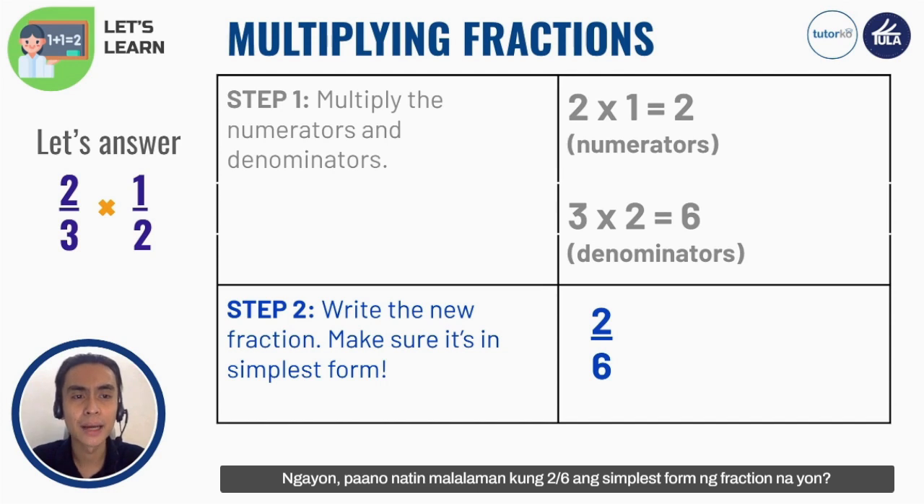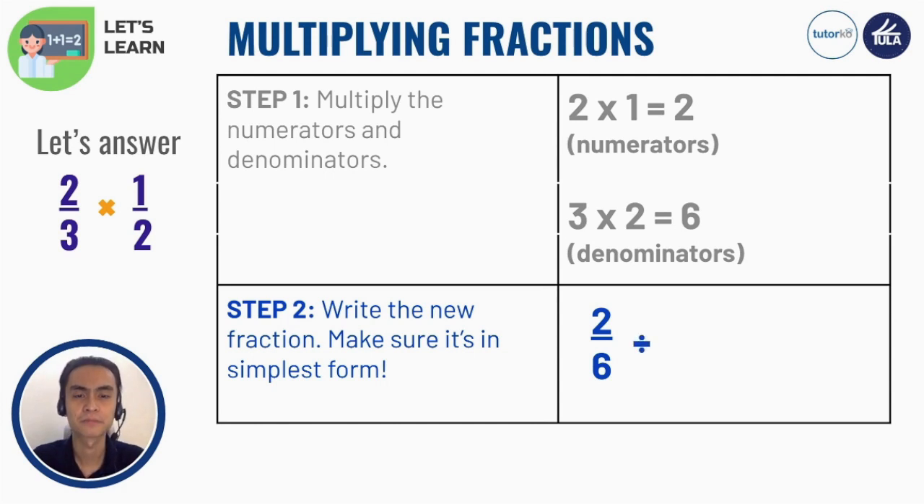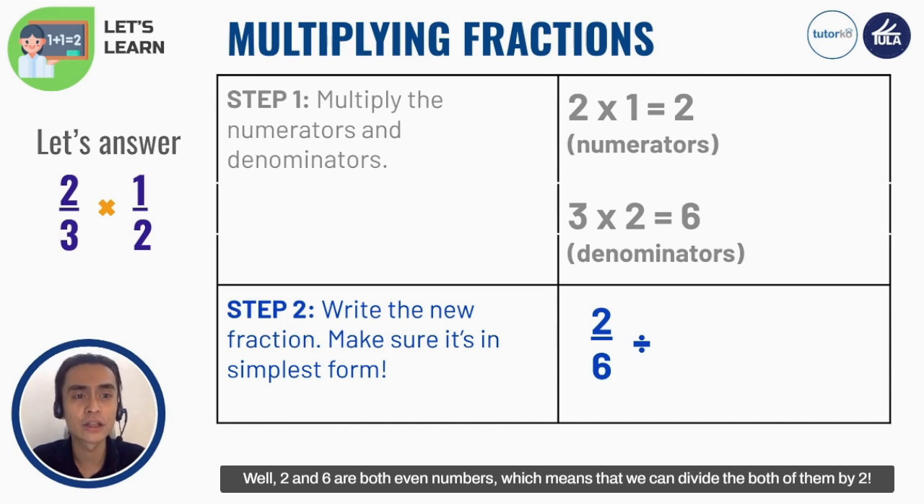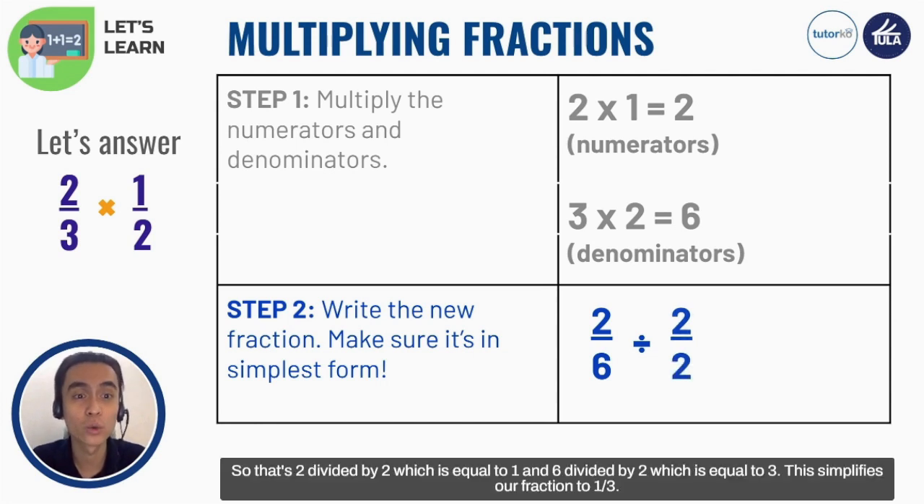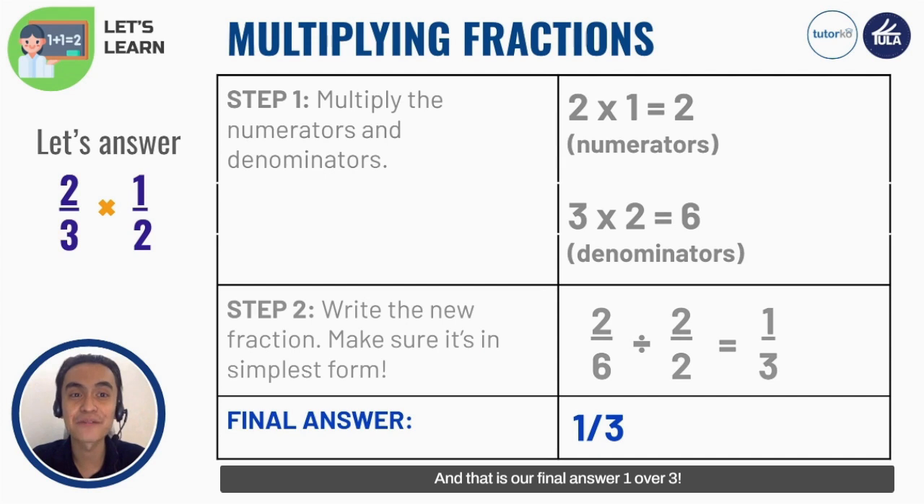Ngayon, paano natin malalaman kung 2 over 6 ang simplest form ng fraction na yon? All we need to do is check if the numerator and denominator are divisible by the same number. Ano kaya ang pwede nating i-divide sa 2 at 6? Well, 2 and 6 are both even numbers, which means that we can divide the both of them by 2. So that's 2 divided by 2, which is equal to 1, and 6 divided by 2, which is equal to 3. This simplifies our fraction to 1 over 3. And that is our final answer, 1 over 3.